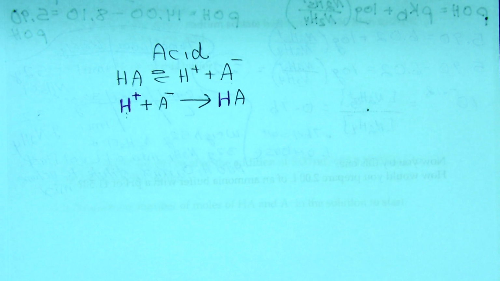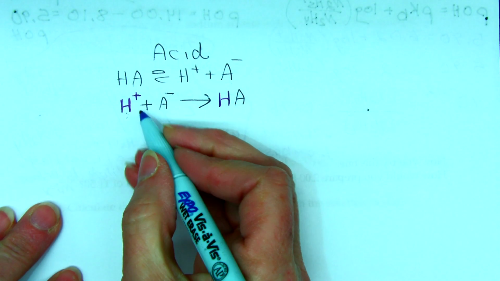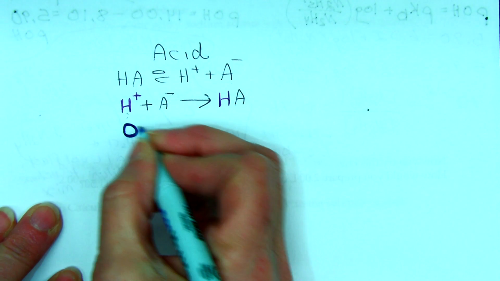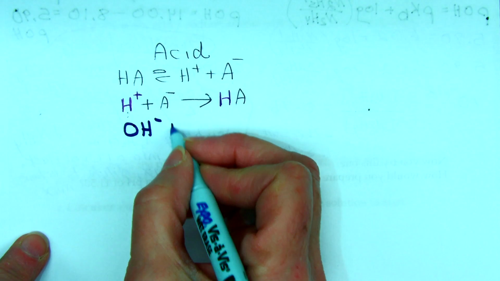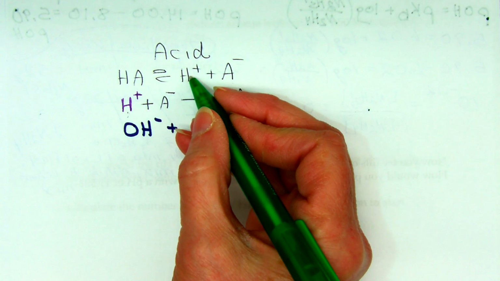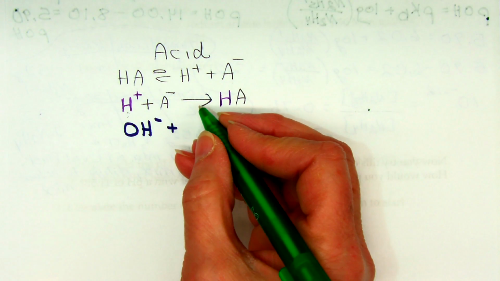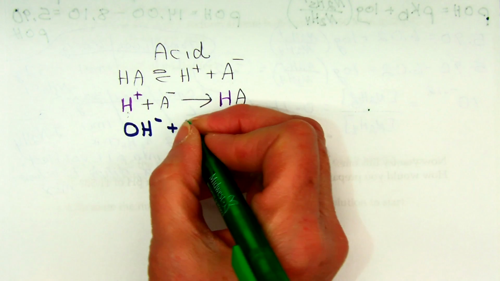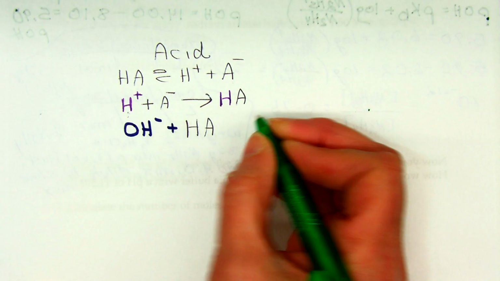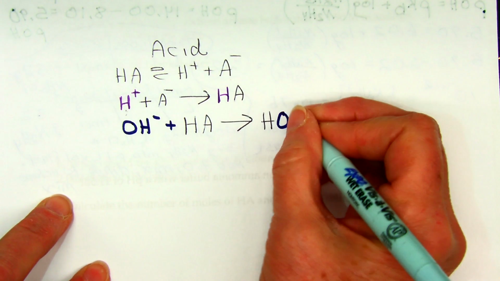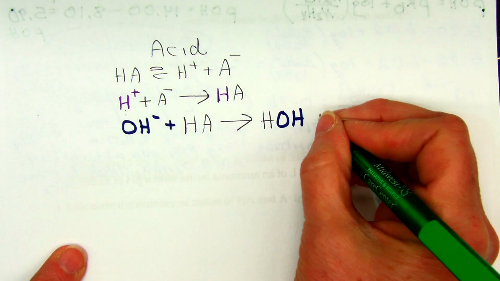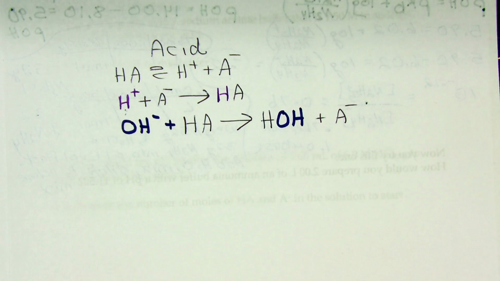What happens if I dump some hydroxide in there? Well, if I have this buffer situation and I dump in some loose hydroxide, that hydroxide is going to grab the HA, the weak acid, in a one-way street, and it's going to make water, HOH, plus A minus, in a one-way street. And then equilibrium will restore.